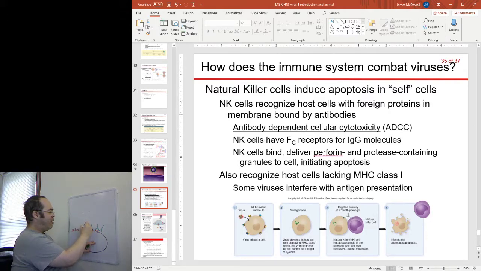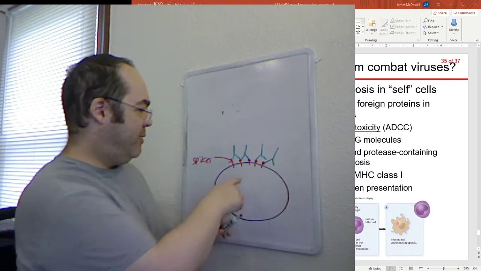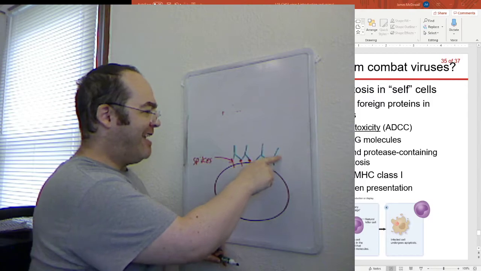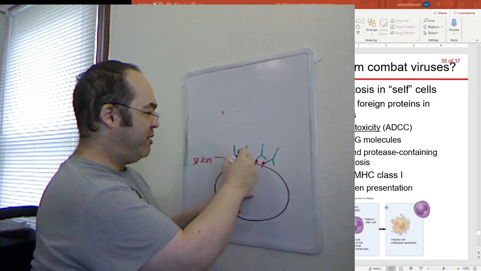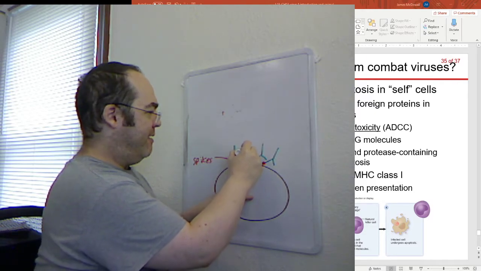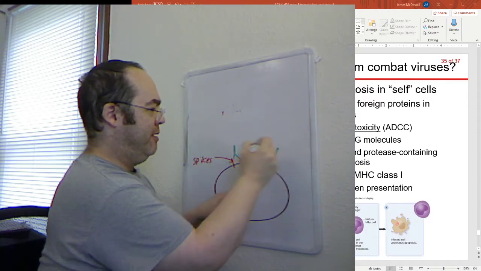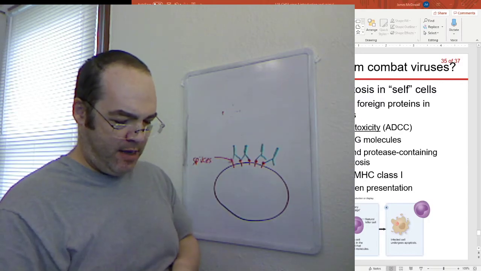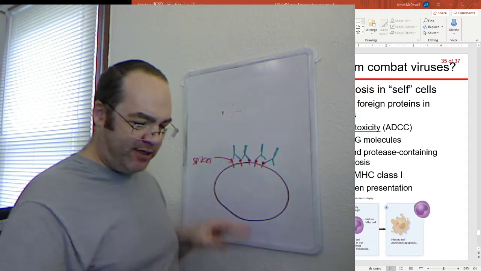And here we have the constant region of our antibody. So here's our body cell, here's our viral spike proteins, here are the antibodies we've made in response to these viral spike proteins. And this region of the antibody is the constant region. This region acts as a red flag. It says this cell has been infected with the virus.